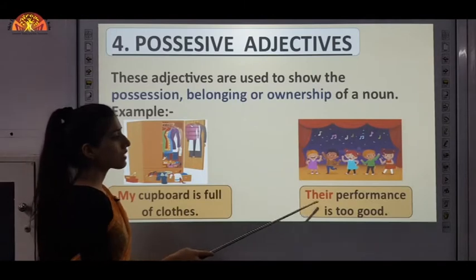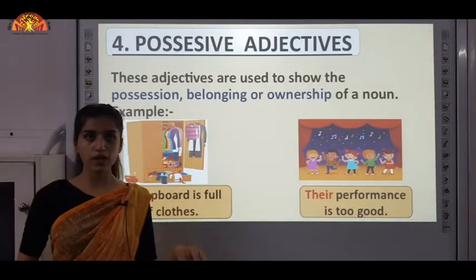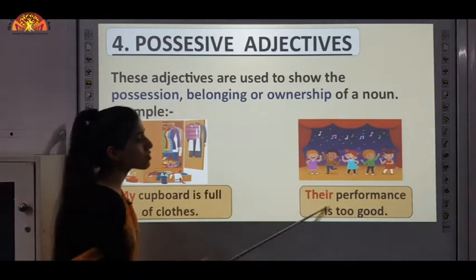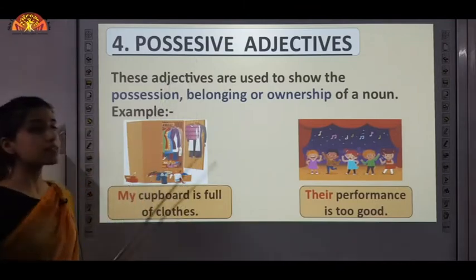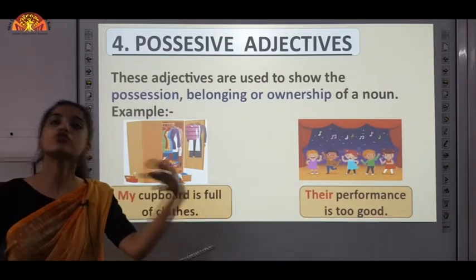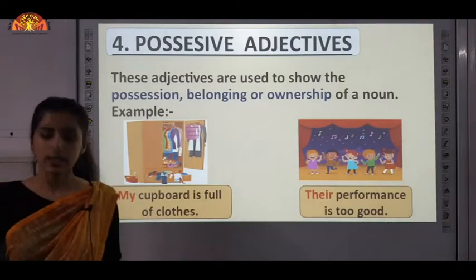In this example, you can see their performance is too good. I am not talking about any performance over here. I am talking about the specific performance. So that is why I use the word their, which is showing us the possession, the ownership, or whom the thing belongs to. So their is what? Possessive adjective.